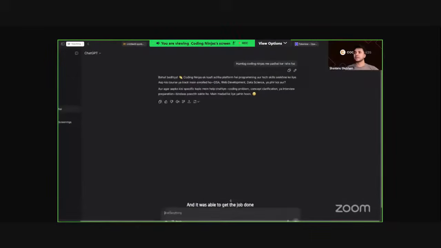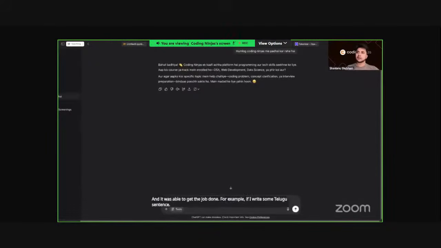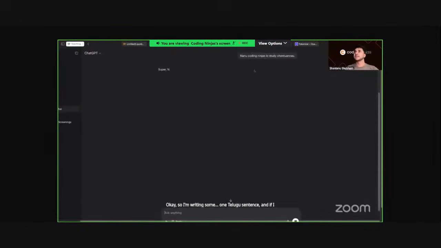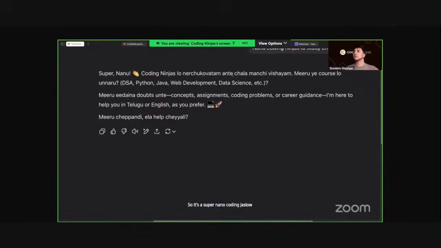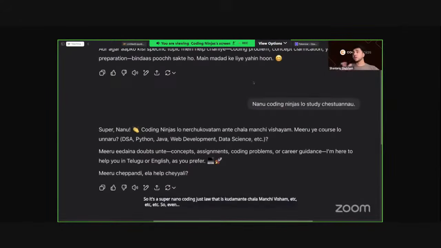For example, if I write a Telugu sentence, Nanu coding ninjas low study చేస్తున్నాను, let's see if it is able to understand that I am writing in Telugu, and it is. It says super nanu coding just low నేర్చుకుంటాం అంటే చాలా మంచి విషయం, etc. So right now, I've written in Indian languages like Hindi and Telugu, and it is able to understand and respond in the same manner as the way I've written.